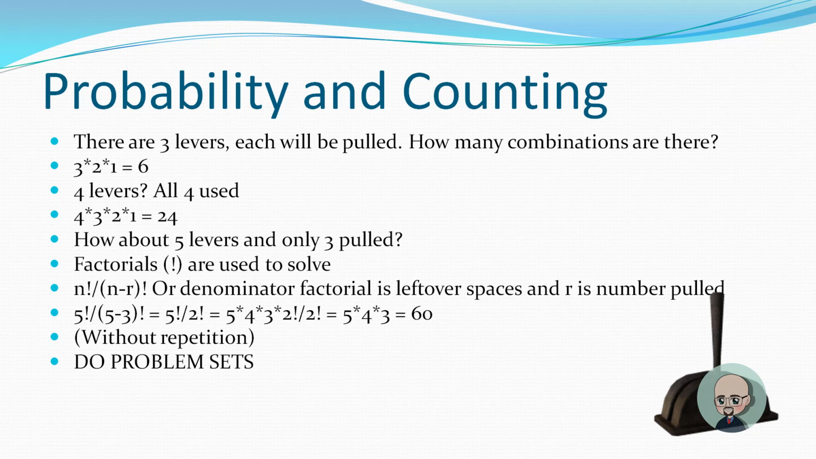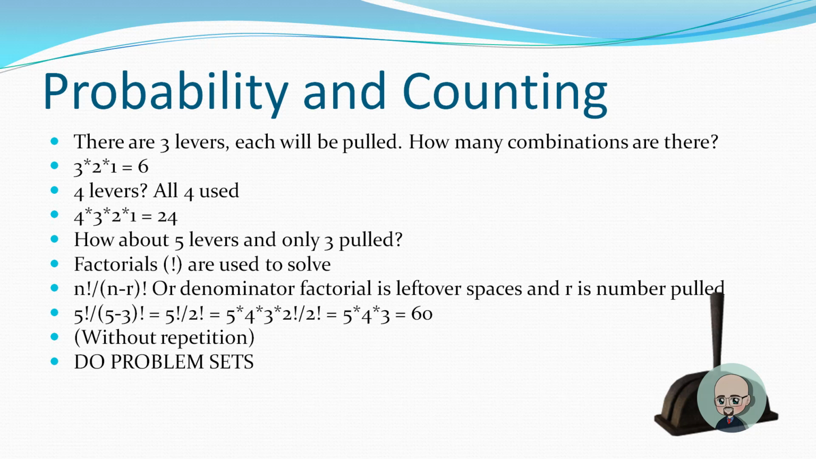Same thing. 4 times 3 times 2 times 1. Here's where it gets tricky. The exam usually doesn't go this in depth, but occasionally it will. It's called a factorial. Now, if you have 5 levers and only 3 are pulled, you have to use an equation. It would be n factorial divided by n minus r factorial.